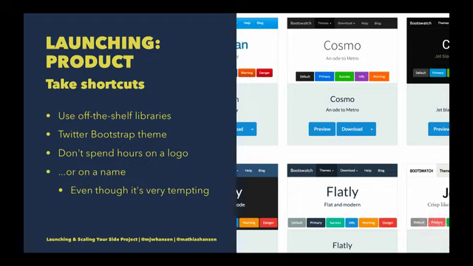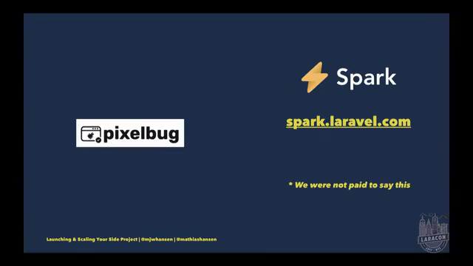And then the thing that catches us pretty often is spending hours on a name or a logo, going back and forth on that. Maybe spending more time or just as much time on the logo as you spend on creating the product. You can always change it later. It's not going to make or break it. It's probably not going to be that pretty anyways.